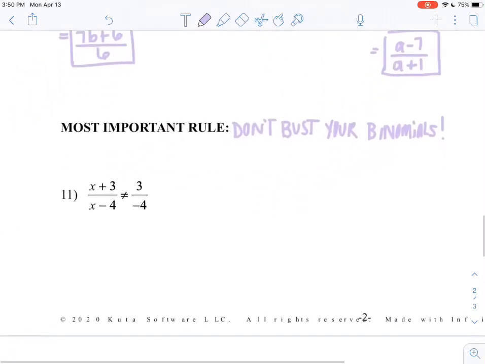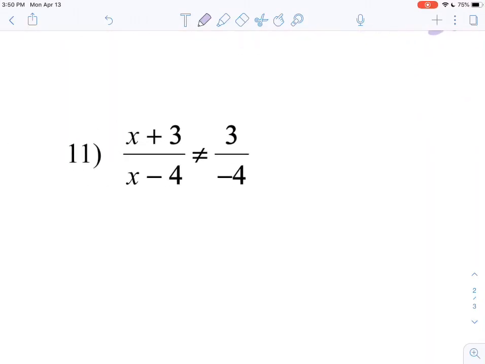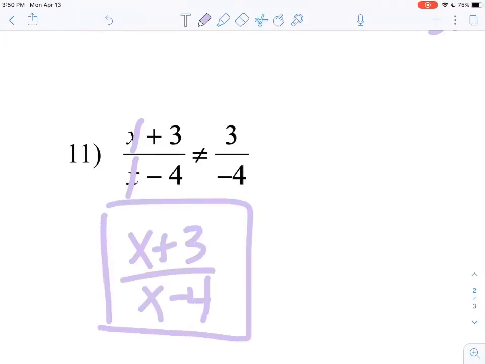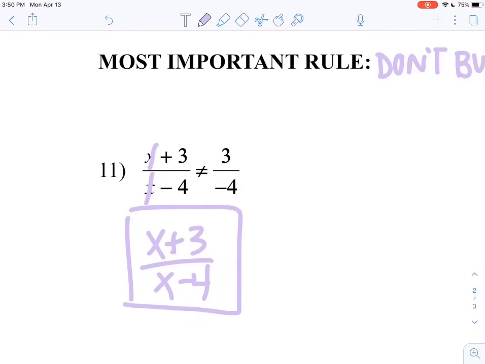Okay, so in number 11, x plus 3, x minus 4. So the 3 and the x are a package deal. You either cross it out as a whole or you leave it alone. The x and the 4, those are a package deal. They're attached by subtraction. You can't cross out these x's and say I have 3 over negative 4. Literally, you have to leave your answer as x plus 3 over x minus 4. Okay, you cannot separate binomials.